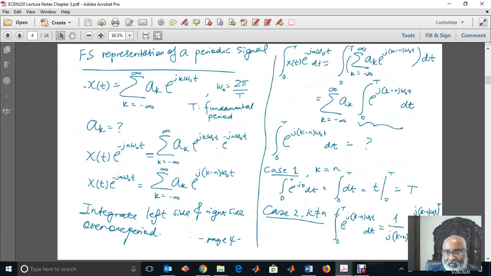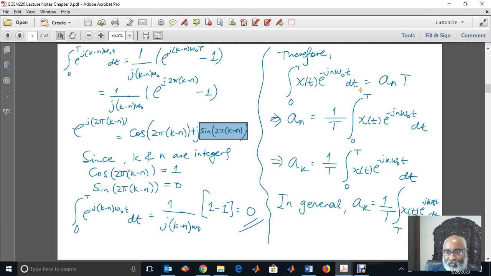So the result will be nonzero only for k equal to n. For that particular k equal to n, this a_k will become a_n. So the right side will be a_n times capital T. Now we need a_n. So a_n is 1 over T, the integration from 0 to T, of x of t, e to the power of minus jn omega naught t dt.